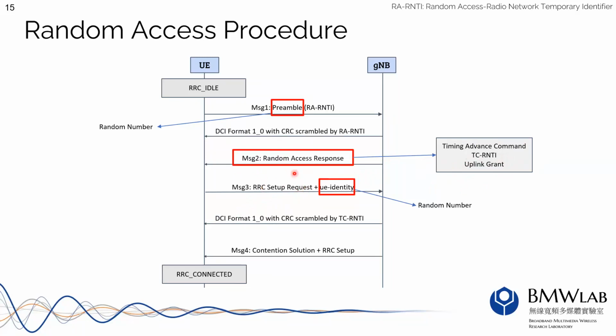And message 3 is to send the RRC setup connection request to set up the radio bearer. And then the gNB will send the contention resolution and the RRC connection setup. And finally, the UE will transfer the RRC state to connected.